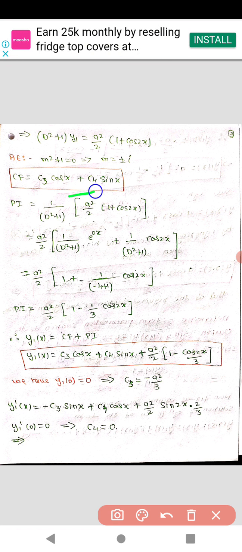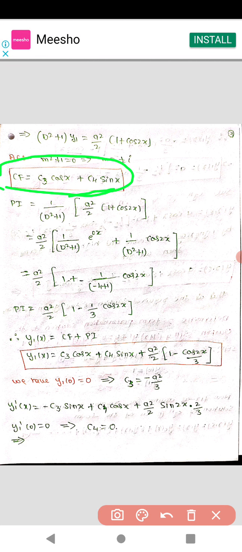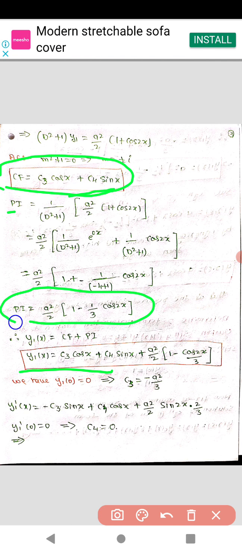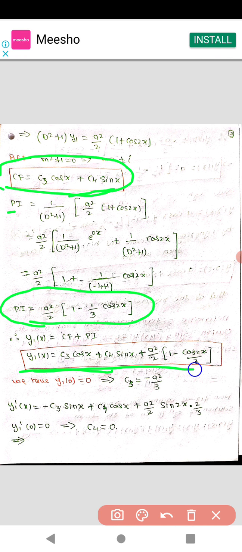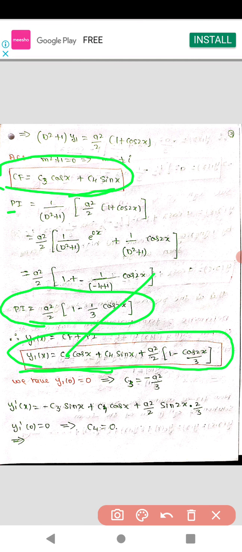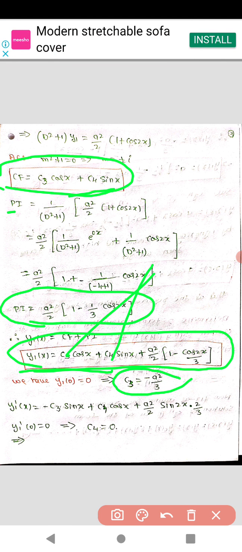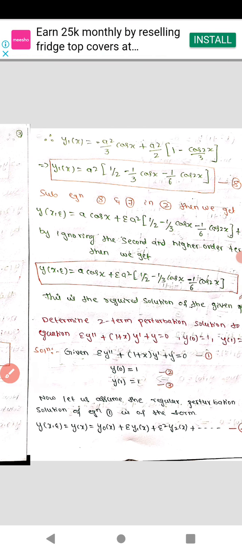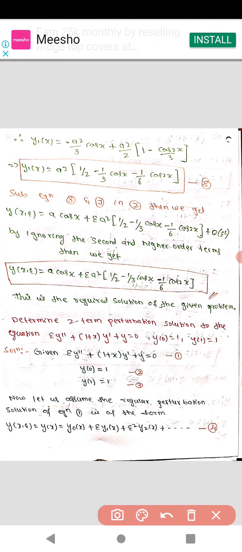First find the complementary solution, c3 cos x plus c4 sin x, and then find the particular solution. The general solution is the complementary solution plus the particular solution, and finally we get this equation. Here c3 and c4 are arbitrary constants that we have to find. We get c3 equals minus a square by 3 and c4 equals 0. Therefore finally y1 of x is minus a square by 3 cos x plus a square by 2 into 1 minus cos 2x by 3. Simplify this and we get this equation.